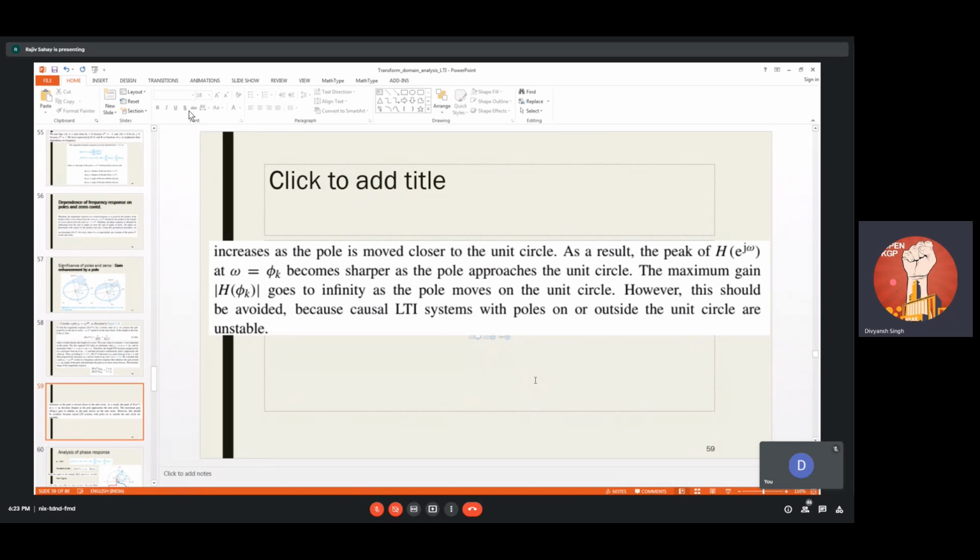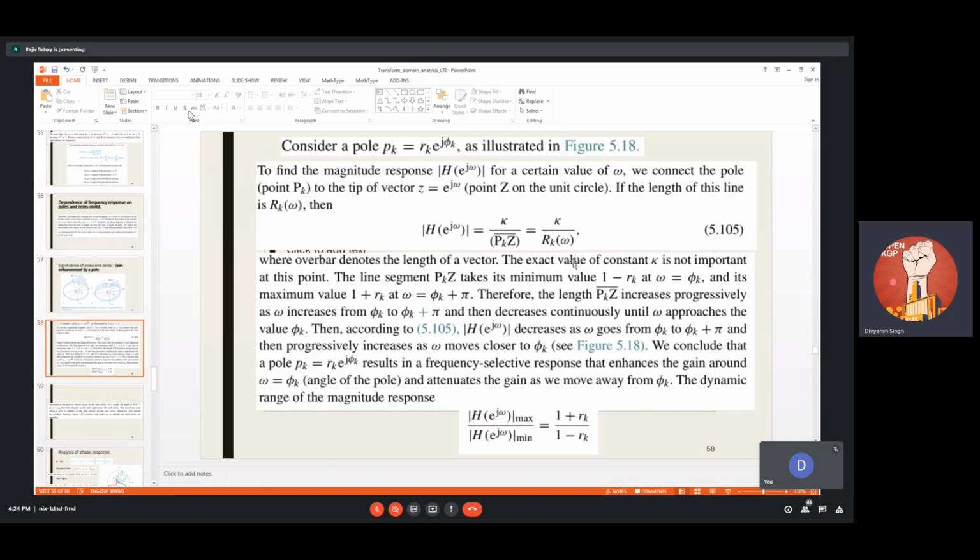So I think this is clear. The significance of a pole on the behavior of the magnitude response. Is this clear now? This is what we had covered in the last class.